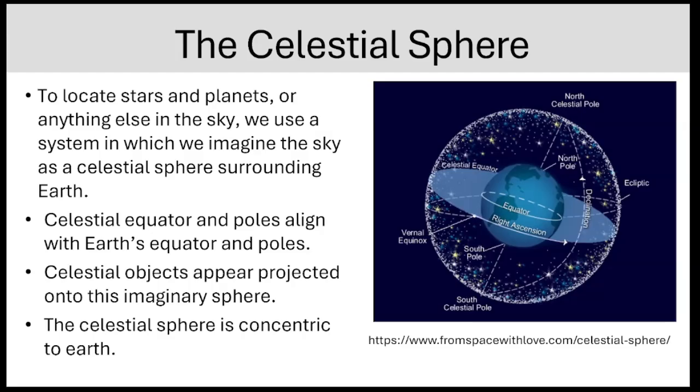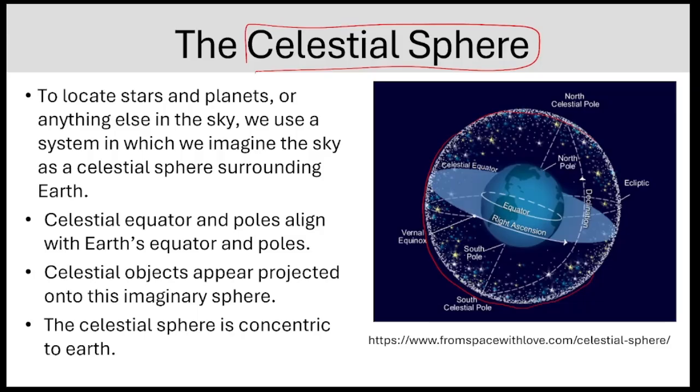We talked about different objects in the night sky, and to locate these objects in the sky, astronomers imagine a celestial sphere. Here we can see in the image the celestial sphere, and it is an imaginary enormous sphere surrounding the Earth.